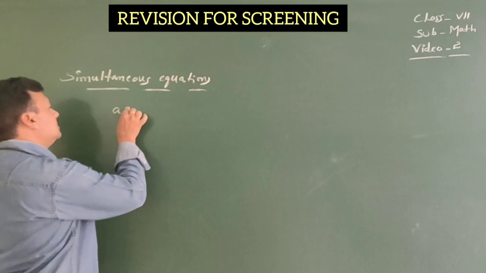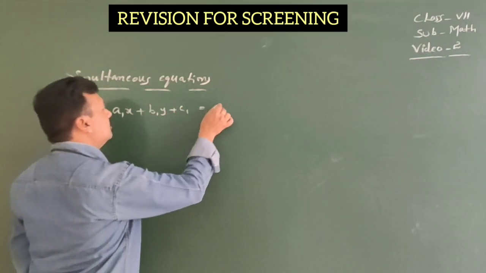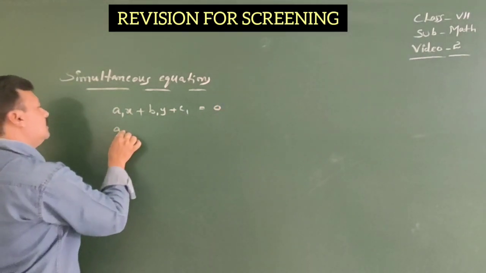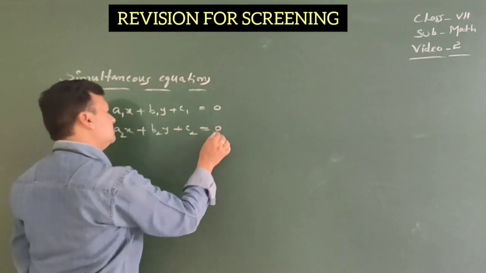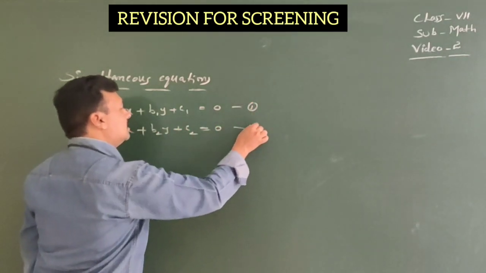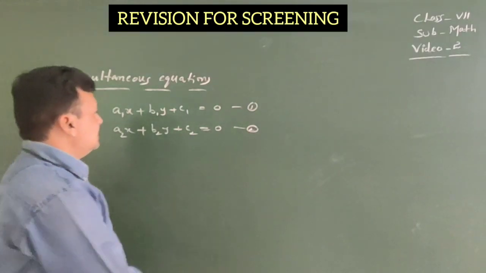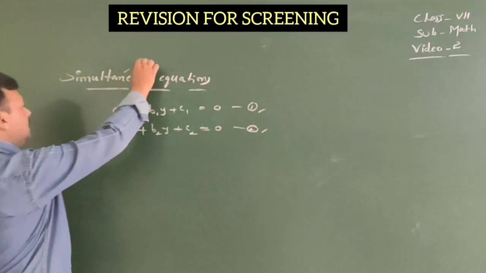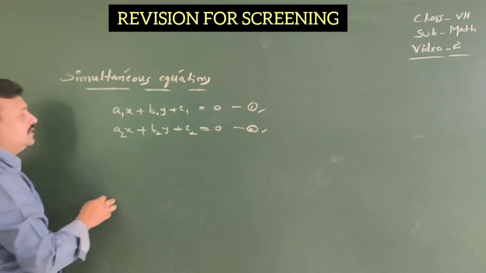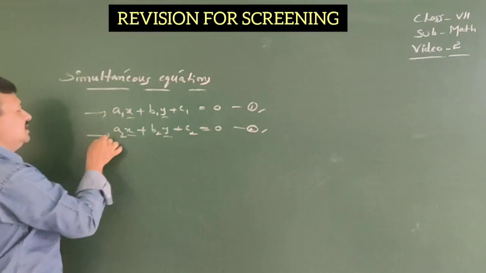Let us consider a1x plus b1y plus c1 equal to 0 and a2x plus b2y plus c2 equal to 0 are system of linear equations. This system of linear equation is said to be simultaneously linear equation if and only if the value of the variable satisfy both the given equations.